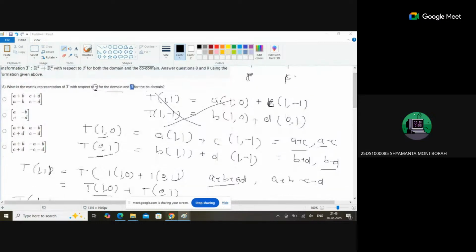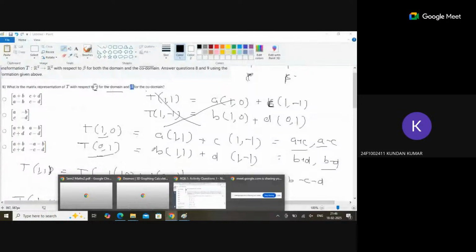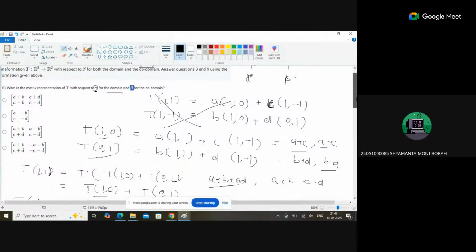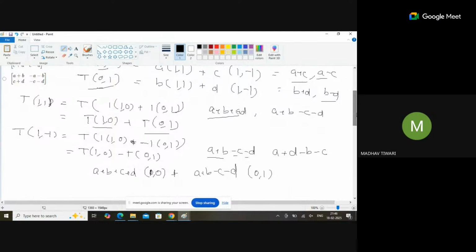Sir, let me check. In the second one, when you are adding a minus c, minus d, how? You have to add a plus c, then b plus d, to the 1 0 and the 0 1.